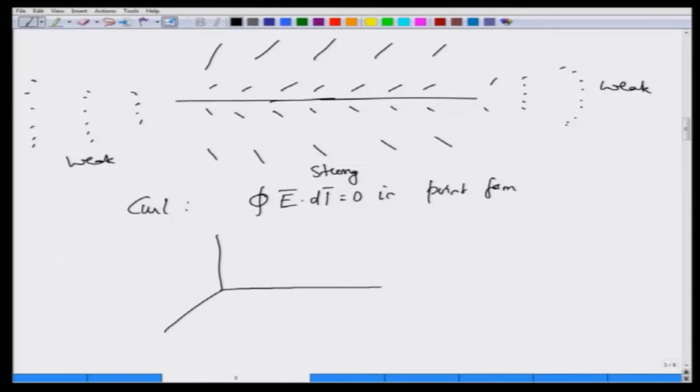Putting that in point form is slightly different from the divergence, because curl is a vector operation, that is, it takes a vector as input and gives you a vector as output. So it will have three components, at least in the Cartesian coordinate system: x, y and z, and you have to evaluate the curl for all three components by going to a certain definition. Let us look at a path which lies in the xy plane.